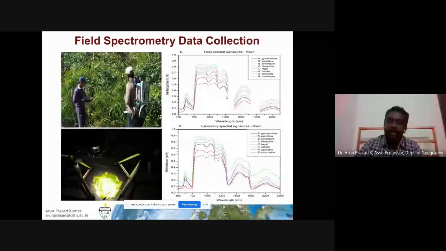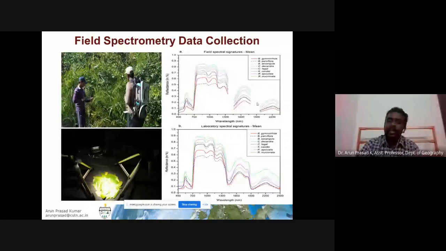In the field, we cannot control the absorption because the sunlight is traveling through the atmosphere. So whatever energy we receive, this region has high attenuation. We cannot receive the signal properly in this region, so we eliminate this region.